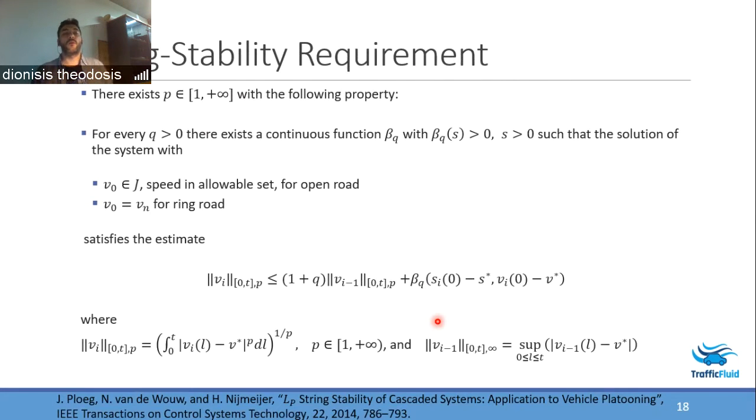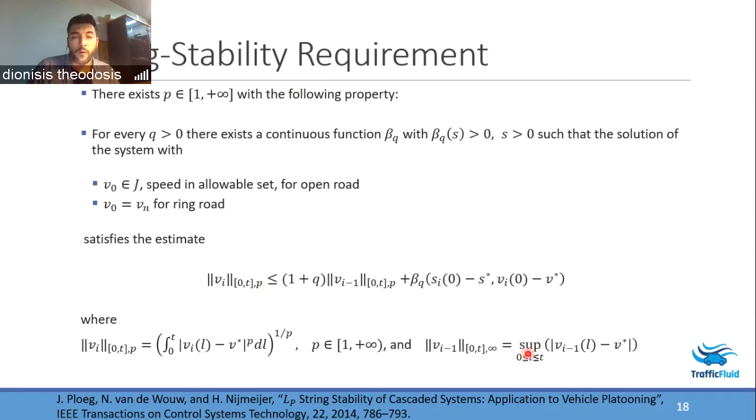Finally, what we want is to also have string stability for the platoon. Here we use the following definition of LP string stability as defined by Ploeg, Van der Waal, and Nijmeijer, and is treated by this inequality. We use this definition because it encompasses disturbance attenuation here by these terms, and also it adds this term which describes perturbations on the initial conditions.